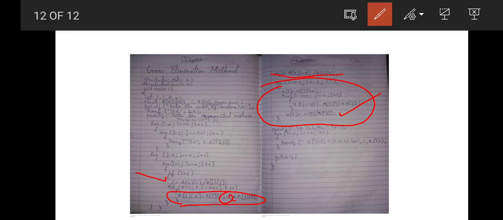Then we print the solution for this equation, and we again use a for loop, which is i is equals to 1 to i is less than equals to n. We print the result as i and x of i. So this is all about this C program of Gauss elimination method.